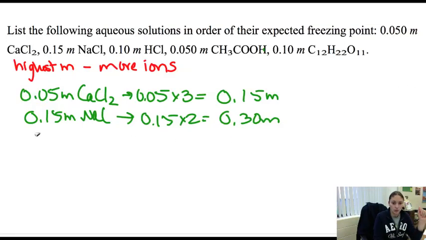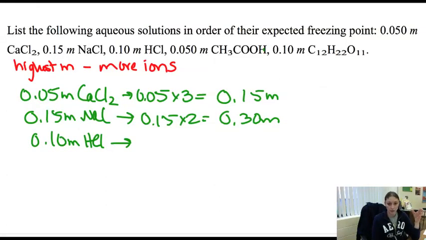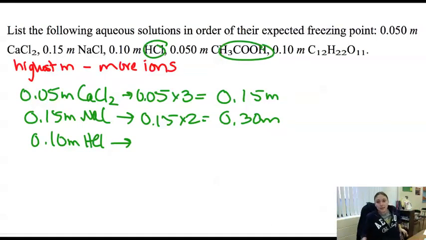Okay, HCl has a molal at 0.10. HCl is also a kind of ionic bond. It's actually an acid, okay, and later on in the chapter we'll look at this one versus this one. Those are both actually acids. One of them is a strong acid, one of them is a weak acid.